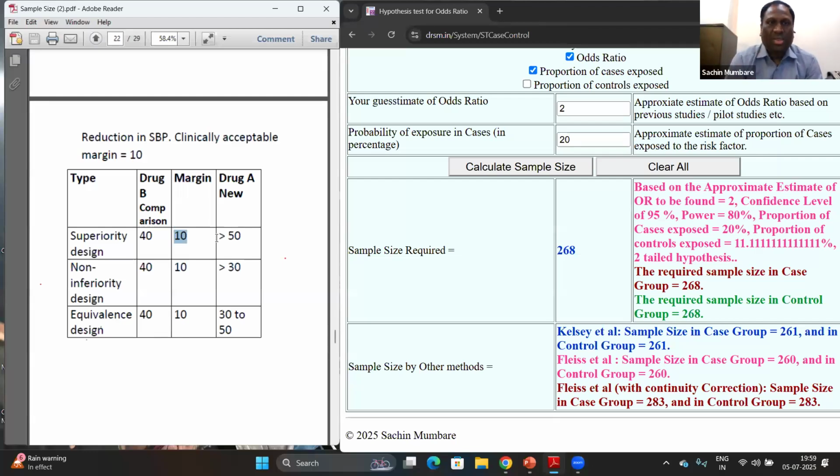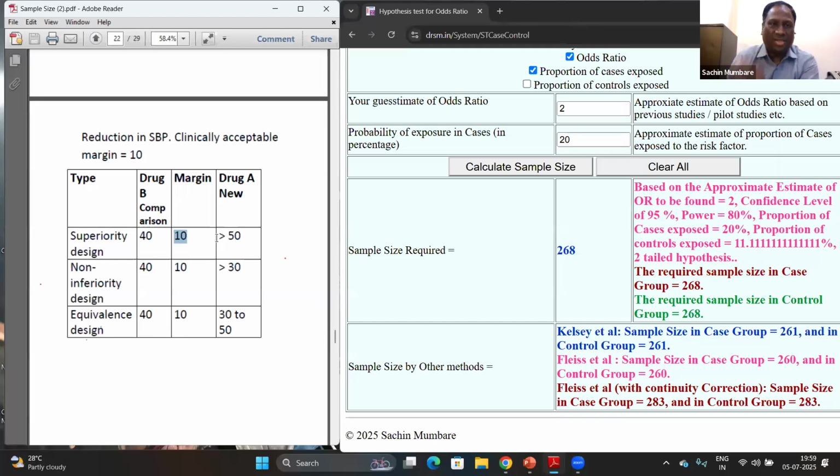Correct? So superiority margin is nothing but a margin which has some clinical meaning. Suppose drug A is giving reduction by 40. Drug B, which is known drug, is giving reduction by 40. And new drug is giving reduction by 45. This difference of 5 is not clinically important. That's why in that scenario, we will not say drug A is superior. Only if the margin is more than 10, which is clinically relevant margin, then only we will say drug A is superior.